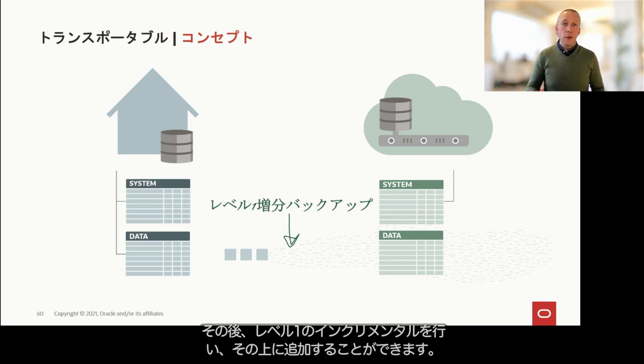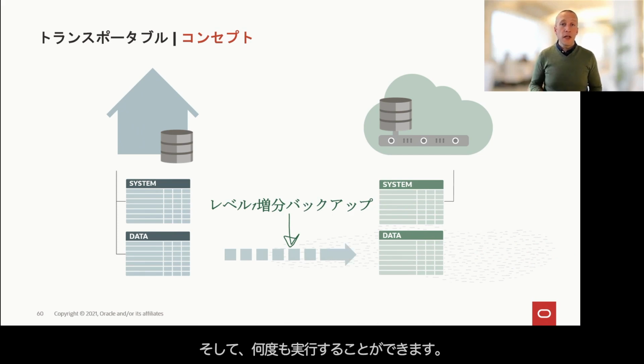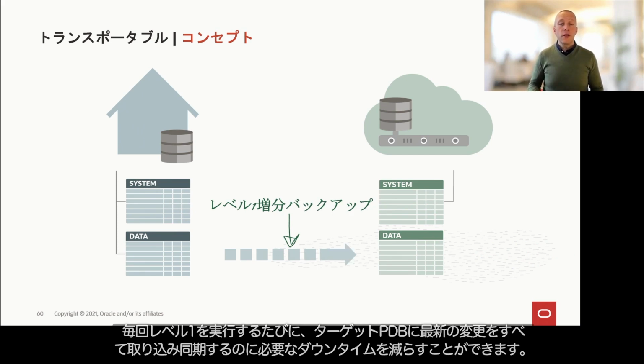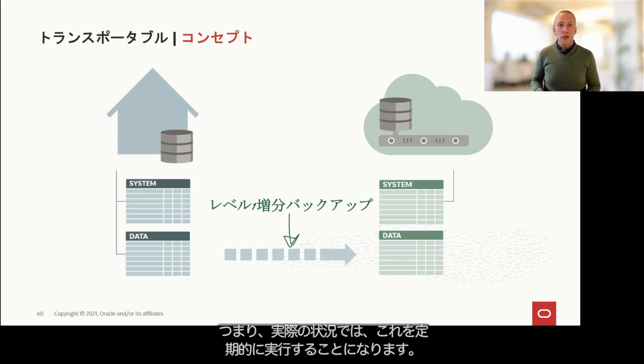Then you can do level 1 incrementals and put on top of that. And you can do as many as you like. For each individual level 1 that you perform, you will reduce the downtime needed at the very end to synchronize and get all the latest changes into your target PDB.